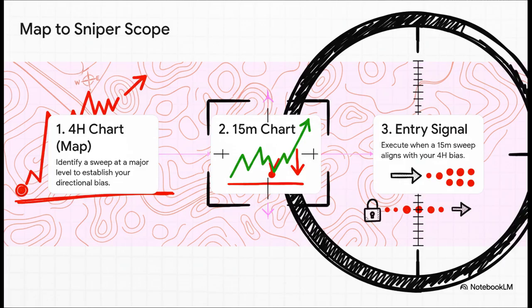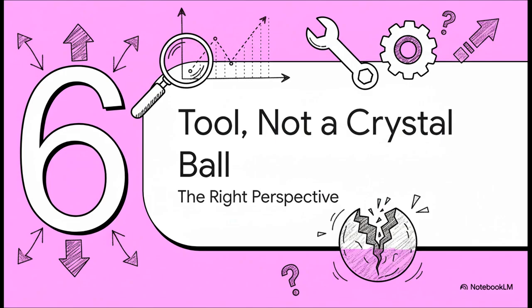Instead, you switch over to your 15-minute chart, your sniper scope. You patiently wait for price to make a small rally, and then, bam, you get a new bearish sweep, a red dot on the 15-minute chart. That is your entry signal. You're lining up the big picture bias with a precise, low-risk entry. It's beautiful.